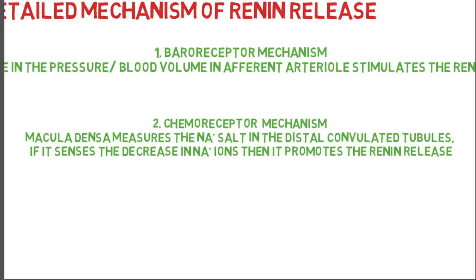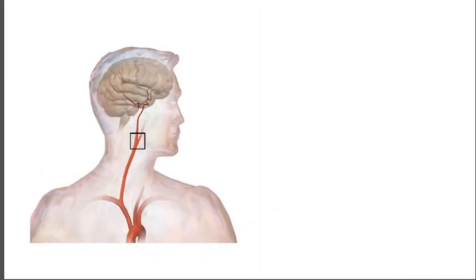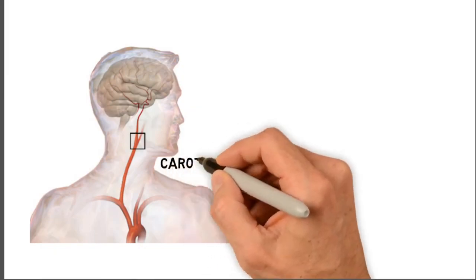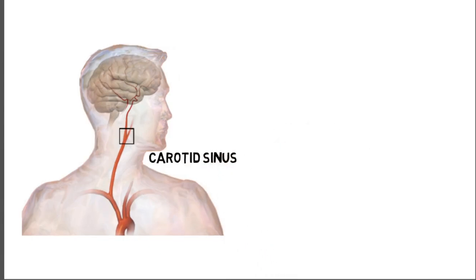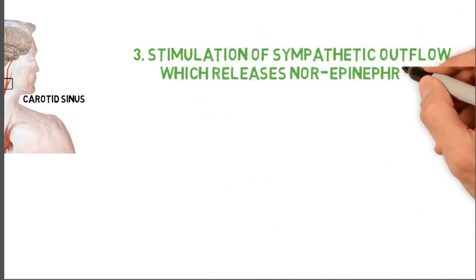Moving on to the third type of mechanism, which mainly is centralized. When the blood volume decreases, it leads to a decrease in the blood circulation to the central nervous system. This is measured by the carotid sinus. When the carotid sinus measures that decrease in the blood volume, it stimulates the sympathetic outflow and releases norepinephrine. This norepinephrine binds to beta receptors present on the juxtaglomerular apparatus and hence further stimulates the release of renin.